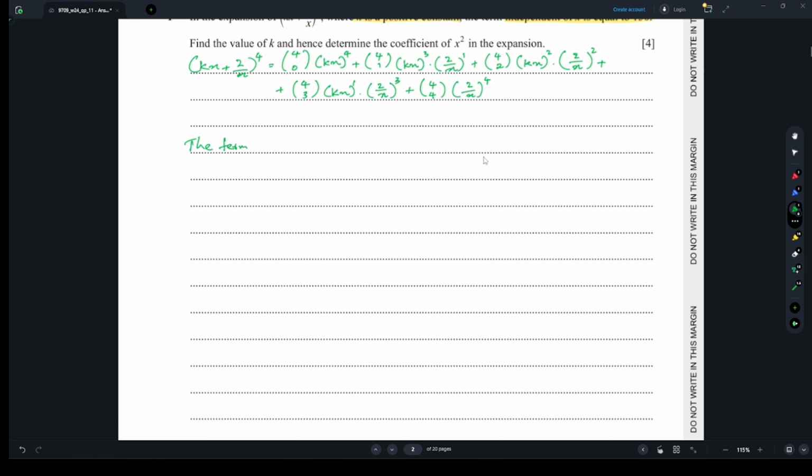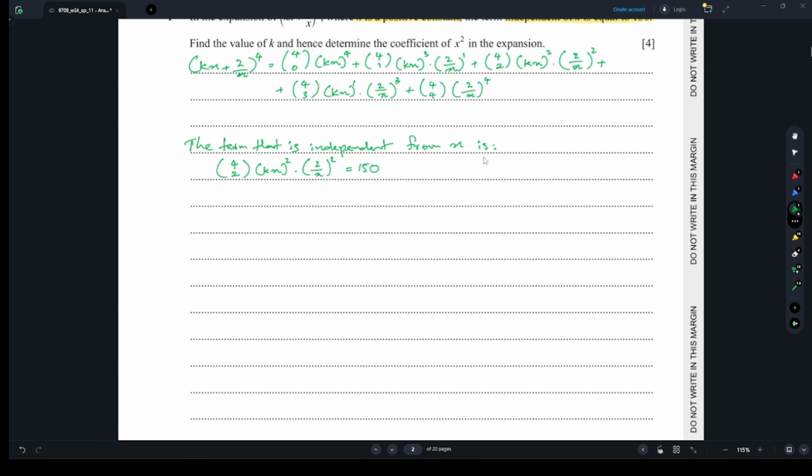Therefore, I can write the term independent of x is this one: 4C2 (kx)^2 times (2/x)^2, and they told us that this term is 150.